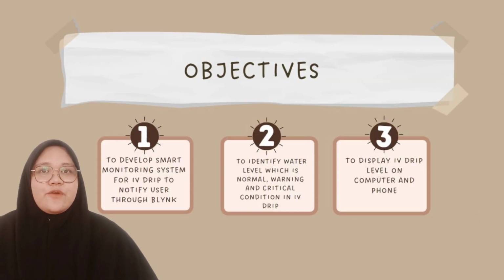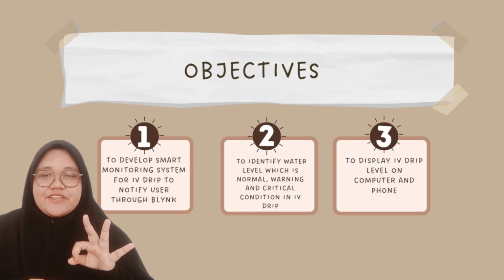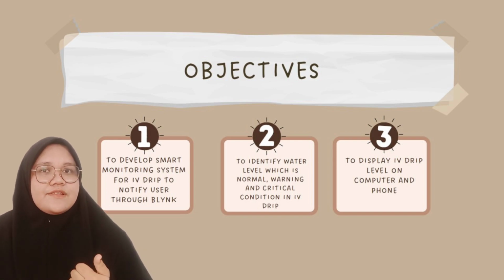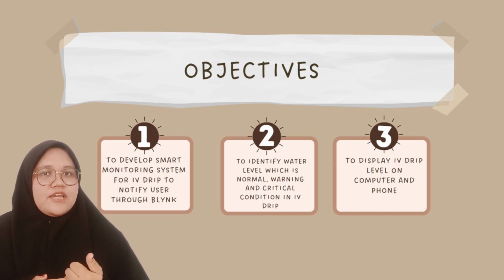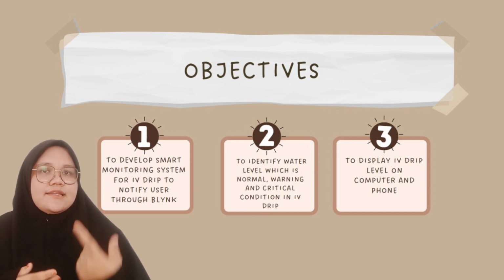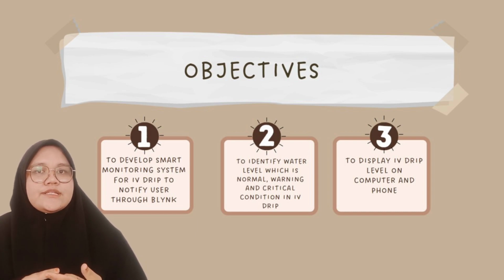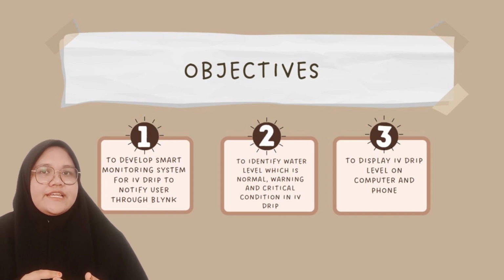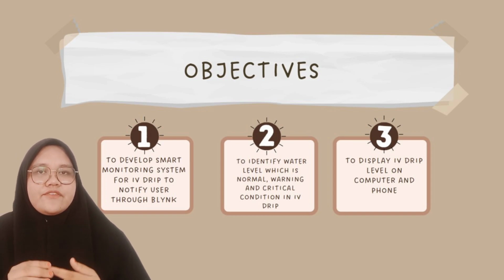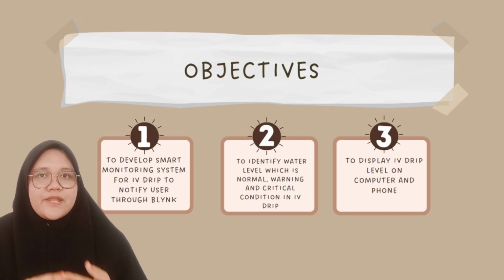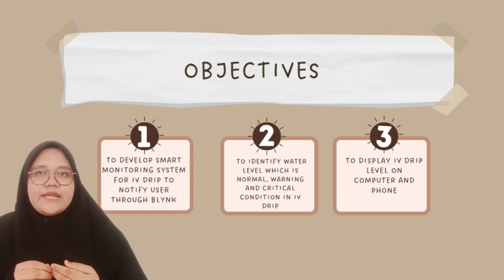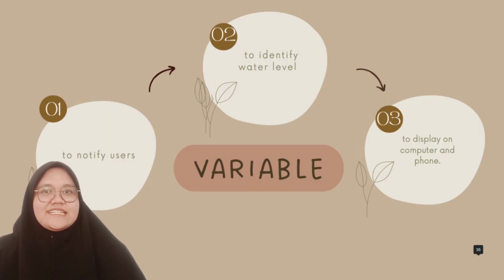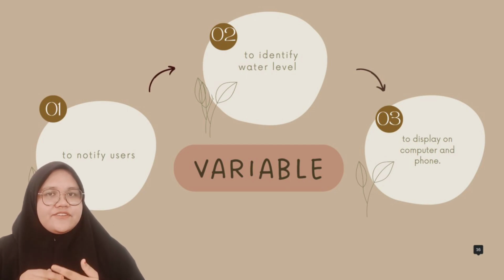As for the objectives that we want to achieve, there are 3 objectives in our project. First, to develop a smart monitoring system for IV drip to notify the user through Blynk. Other than that, to identify the water level, which is normal, warning, and critical condition, in the IV drip. And last, to display the IV drip level on computer and phone. Then there is a variable in each objective: for objective 1 it is to notify the user, objective 2 to identify the water level, and objective 3 to display on computer and phone.